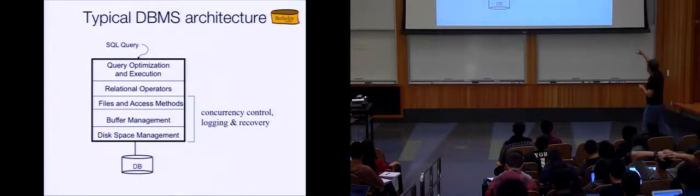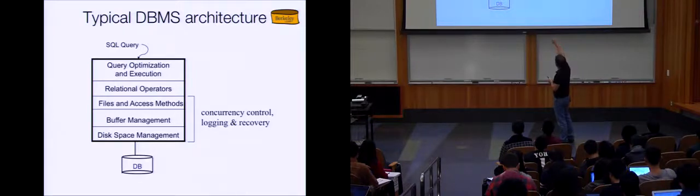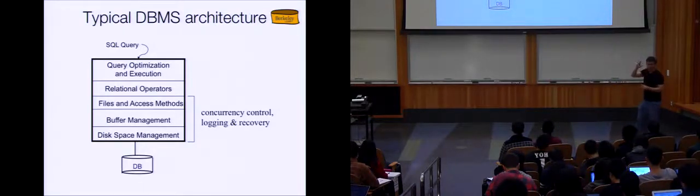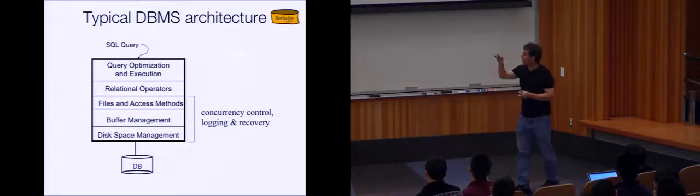So that concurrency control logic kind of affects all three of those bottom layers. The files and access methods, the buffer management, and the disk space management are all interleaved with concurrency control. All right, so we'll have to learn about that at some point. And then logging and recovery is also going to be a piece of this puzzle.